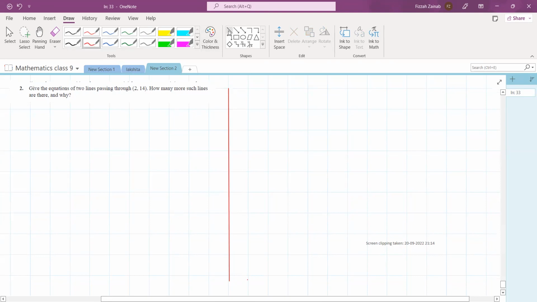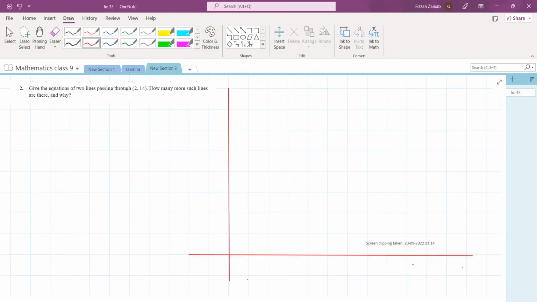So I don't have negative values of y, so I can draw it like this. Now it is difficult to plot up to 14 on the y-axis, so I can take it this way. Let's say this one block is actually 2, and then this is 4, this will be 6, this will be 8, this will be 10, and then this is 12, and then this is 14, and then this will be 16. Like this you can plot. Is this clear?